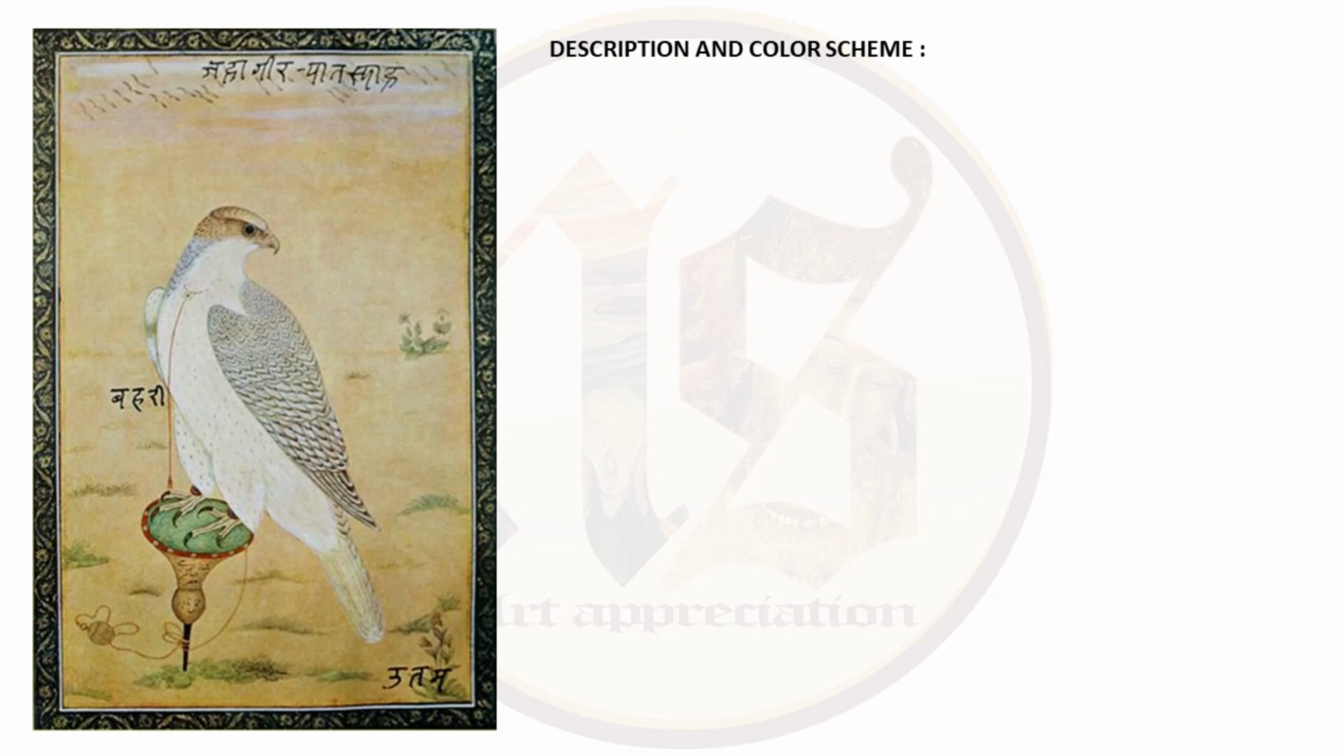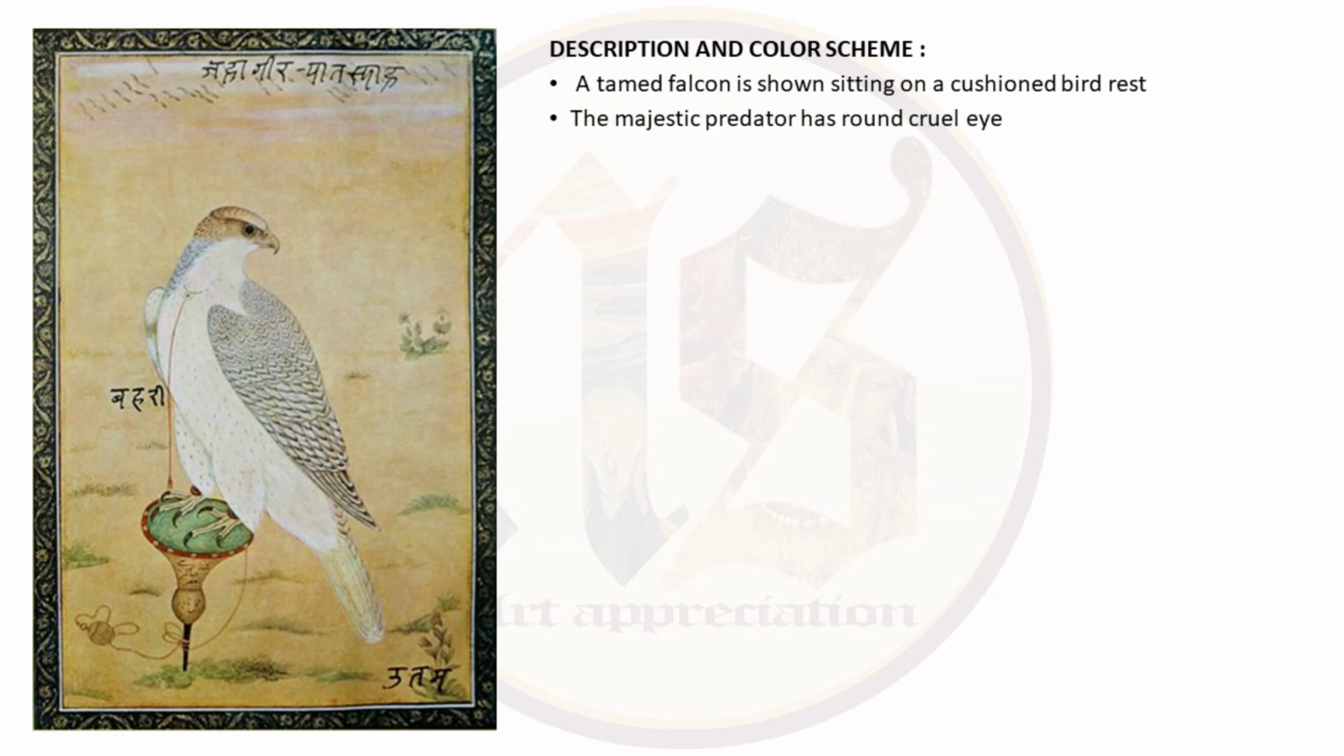Now the description and color scheme. Describing a painting is easy. You have to start piece by piece and then move to the overall impact and color scheme. In this painting, there is a tamed falcon who is shown sitting on a cushioned bird rest. His face is turned towards left and therefore only one eye is visible. He is a majestic predator and he has those round cruel eyes of a predator which are carefully studied in the painting.